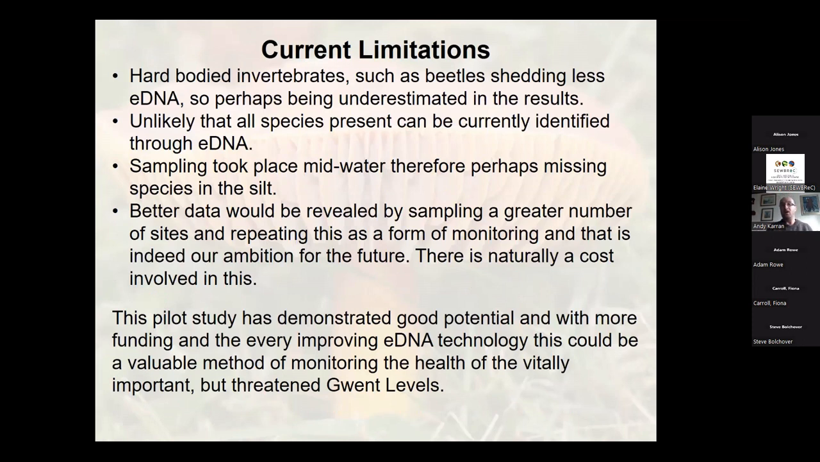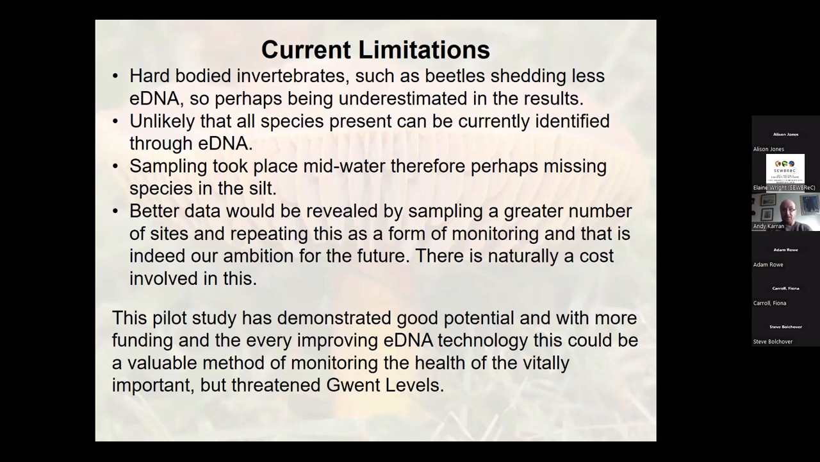We found hard-bodied invertebrates such as beetles are likely to shed less eDNA into the water, therefore they're likely to be under-recorded. There are certainly some species that haven't been sequenced yet, so they're not on the eDNA database, therefore we're not going to get results back from them. We had to collect our water from mid-water, therefore there may be more eDNA in the silt at the bottom, so we didn't get that.